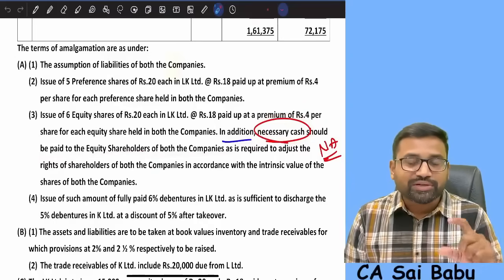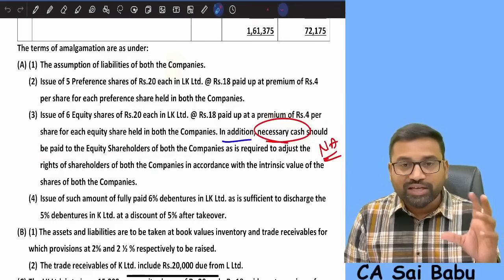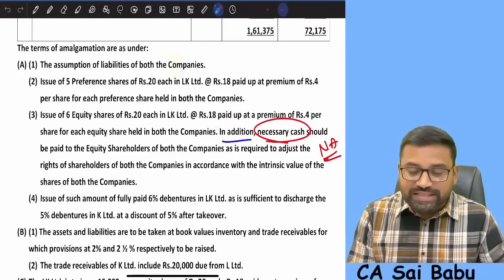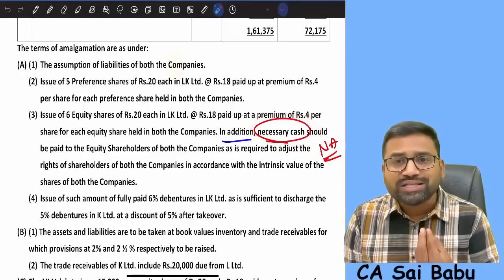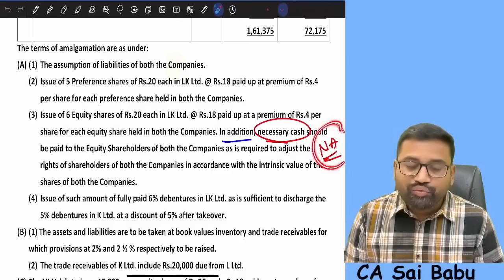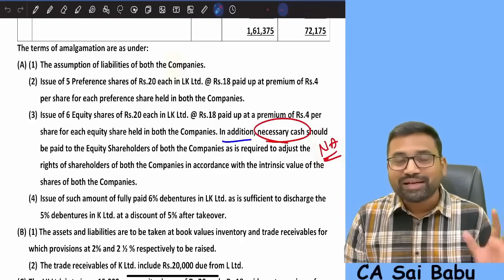LK Limited said to the equity shareholders of K Limited and L Limited that you are going to get equity shares. Along with the equity shares, necessary cash will also be paid. But what is the necessary cash here? We don't know. We are unable to quantify. So here also we need to follow the net assets method to calculate the PC.